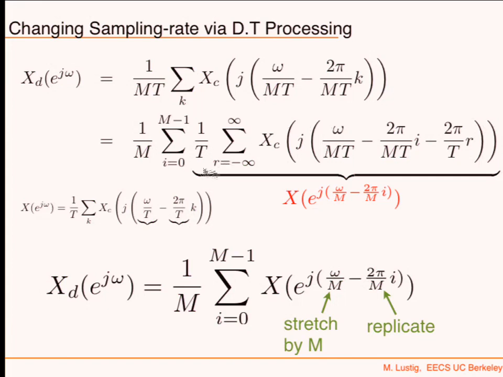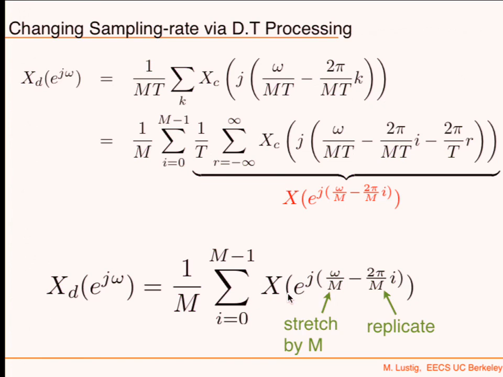And so if this is X(e^{jω/M − 2πi/M}), and so on and so forth, then I'm going to sum over i from 0 to M−1 of that. So now I've got 1/M. So X_d(e^{jω}) is 1/M times the sum from i equals 0 to M−1 of X(e^{jω/M − 2πi/M}). So now I have the relationship between my original X and the downsampled one.